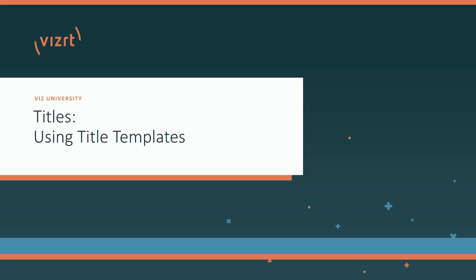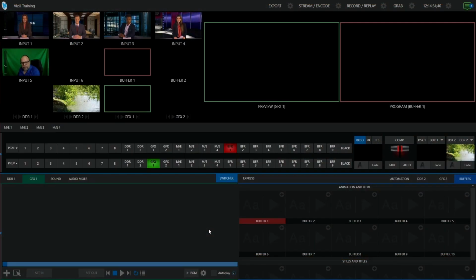And let's take a look at how to work with these. So here we're on our TriCaster, and we can load these title templates in one of two places. We can load them into a media player, or we can load them into a buffer. Ultimately, they both will offer the same overall capability, but there is one difference between them that I do want to point out. Let's start by loading them in a buffer.